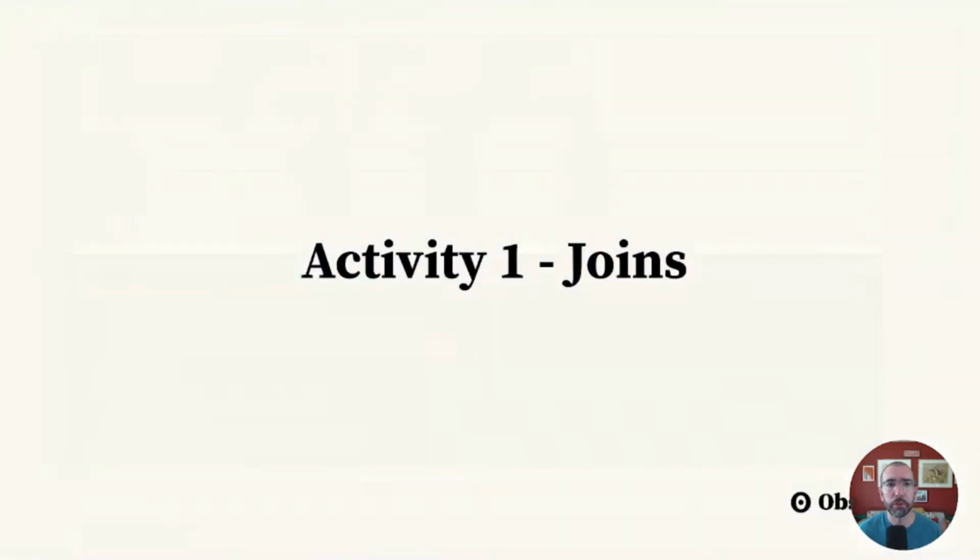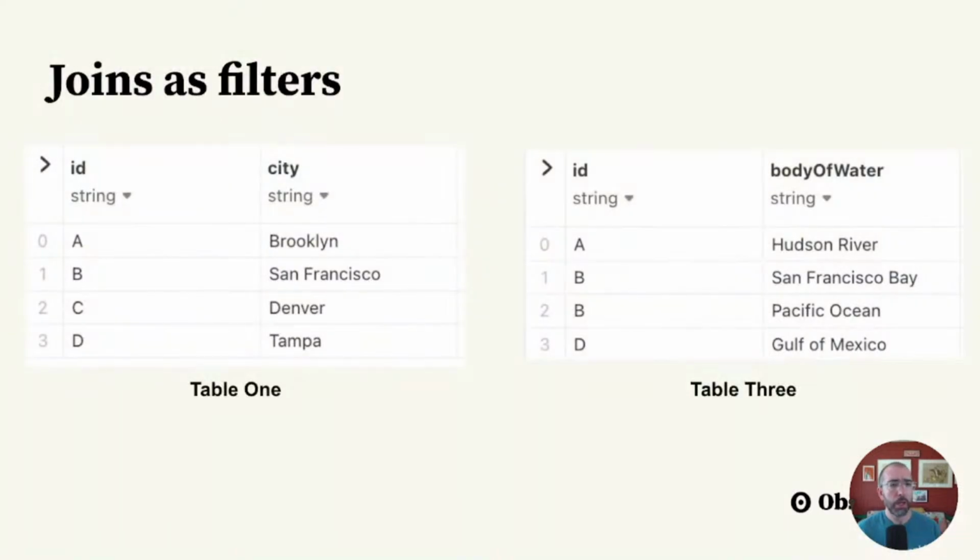I'll move back to my deck here. So joins are really interesting because you might think of joins as just a way to match two data sets together in the simplest of terms, but they actually can do many different things. You can think of a join here in some ways as a filter. So here's again an example. There's two tables.